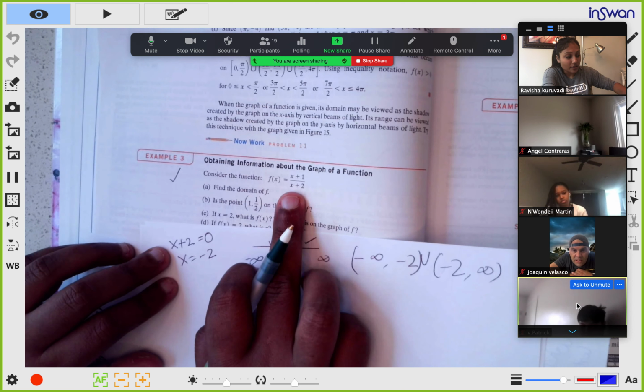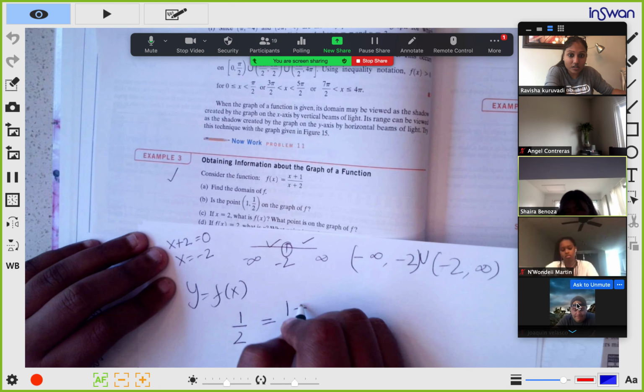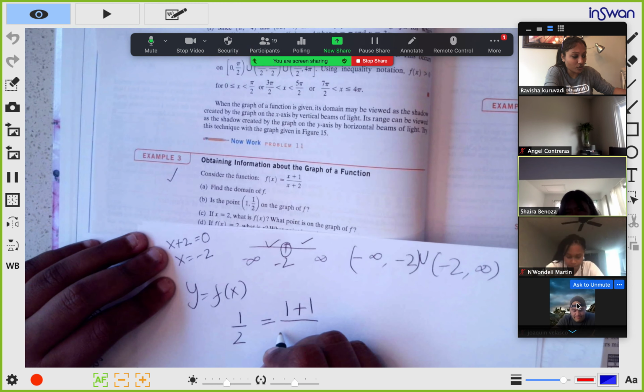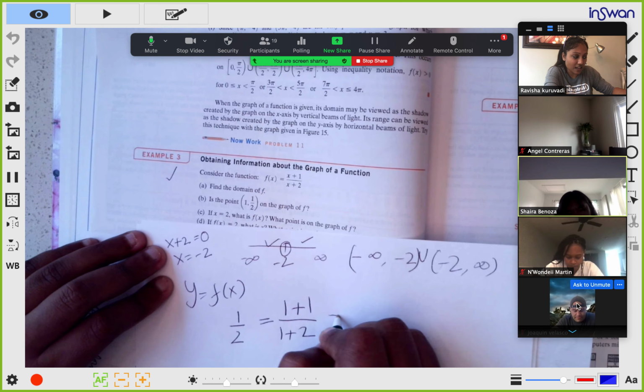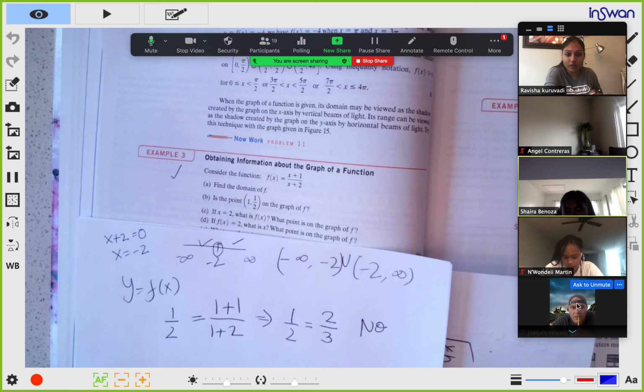What's your x in this point? 1. So you write 1. 1 plus 1 over 1 plus 2, which is equal to, your right hand side is half. What does this become? What is 1 plus 1? 2 over 3. Are they the same? No. So that means the point does not lie on the graph. If they are exactly the same, the point lies. But if they are not the same, my point does not lie on the graph.